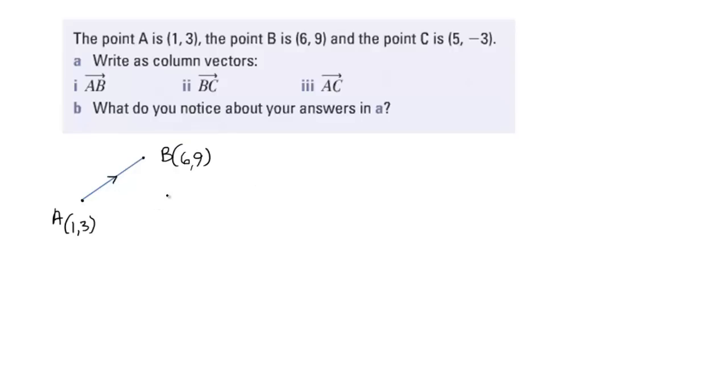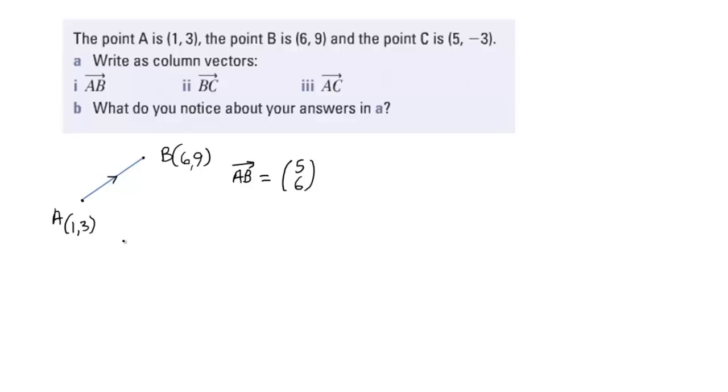Now we could very easily see that the vector AB is a translation 5 across and 6 up. So we would write that as the column vector 5, 6. Look at the notation. Putting a line across the top of AB means it's the vector that takes you from point A to point B. BC this time.